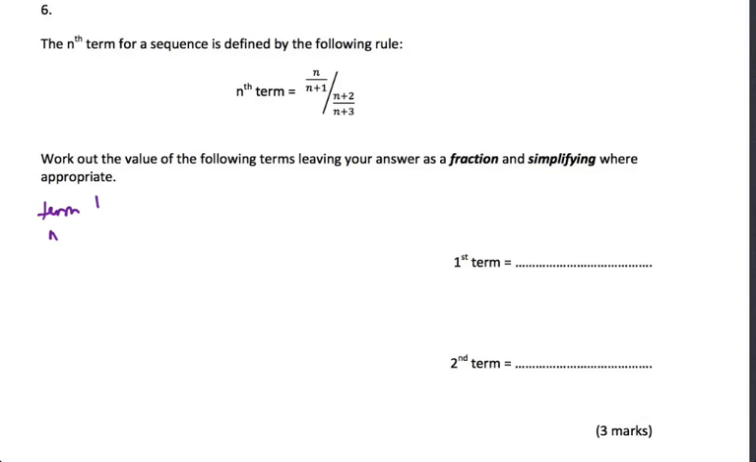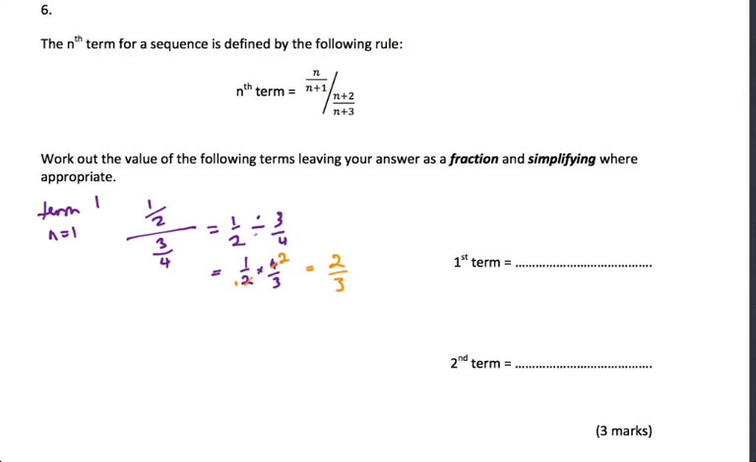So the first term, well, that means that n is 1. So when n is 1, we have 1 divided by 1 plus 1, which is 2, all divided by 1 plus 2, which is 3, over 4. Okay? So this is 1/2 divided by 3/4. We can change this big fraction line for a division line. So this is a half divided by 3/4. A half divided by 3/4 is a half times 4/3. So we can cross cancel here if we wanted to, and multiply, giving you 2/3.